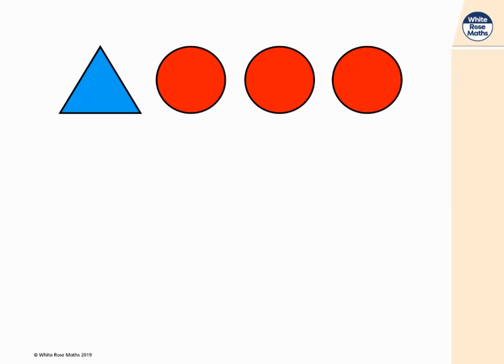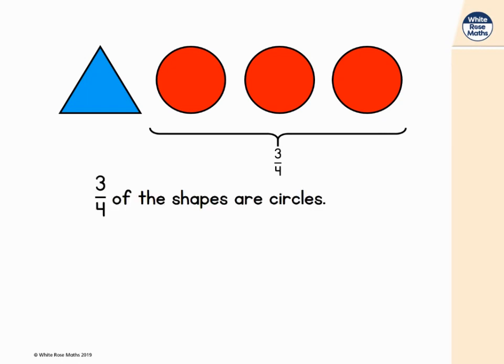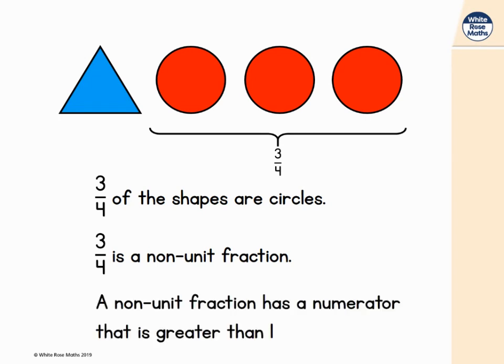Now let's look at the circles again. 3/4 of the shapes are circles. The numerator of 3/4 is 3. The denominator of 3/4 is 4. We call 3/4 a non-unit fraction. That's because its numerator is not equal to 1. It's greater than 1. A non-unit fraction always has a numerator that is greater than 1.